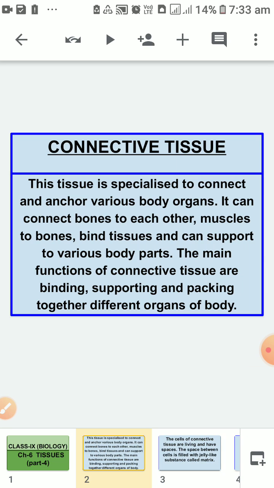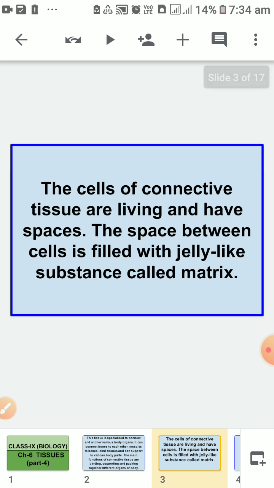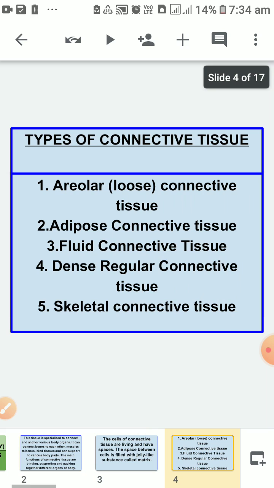Connective tissue. This tissue is specialized to connect and anchor various body organs. It can connect bones to each other, muscles to bones, bind tissues, and support various body parts. The main functions of connective tissue are binding, supporting, and packing together different organs of the body. The cells of connective tissue are living and have spaces. The space between cells is filled with a jelly-like substance called matrix.